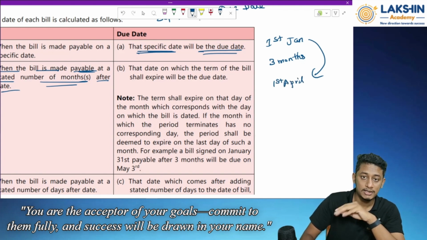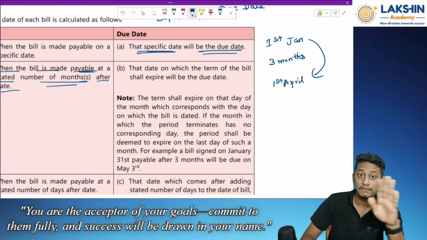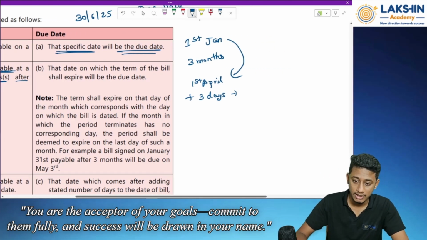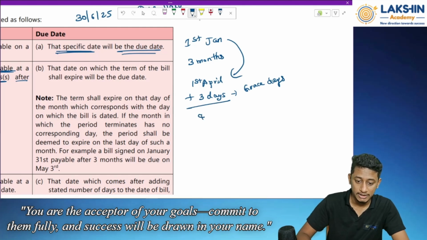1st of April will be the date, but this will not be the due date. In that case, I need to add 3 days. This will be called grace days, and my total will be 4th April, which will be my due date.